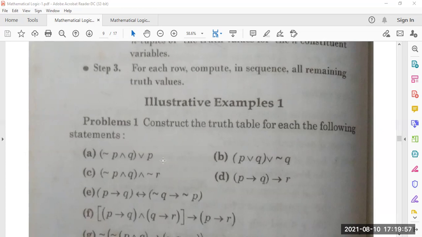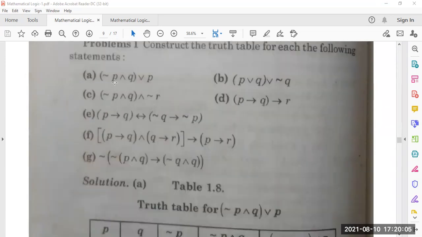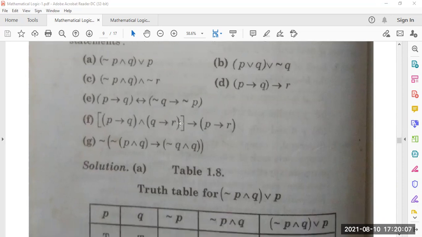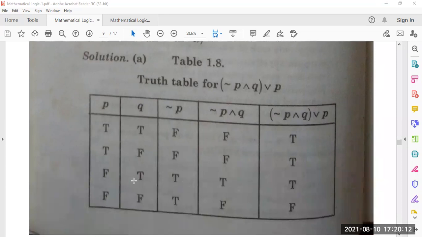So for the first one, how do we make the truth table? Here the things are P, Q and negation P. P is taken as true, true, false, false, arbitrarily. Q is taken as true, false, true, false. Then negation of P: as P is true, negation of P is false. It is false, false, true, true.